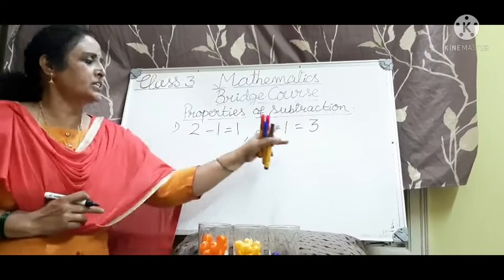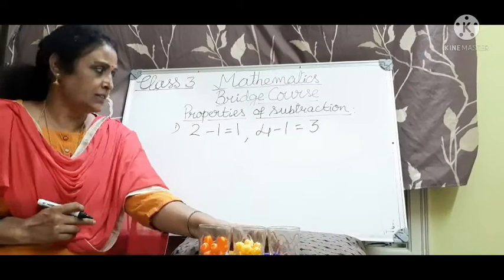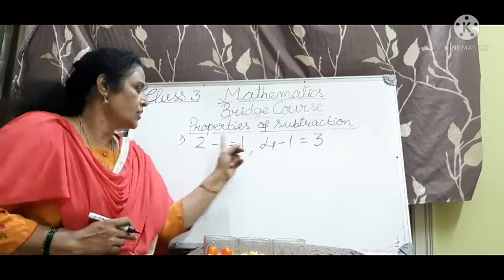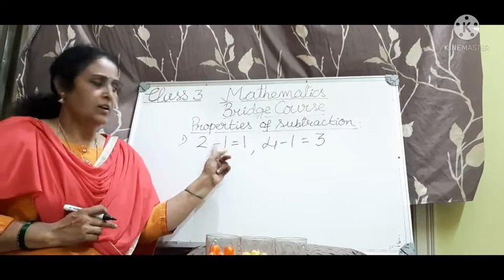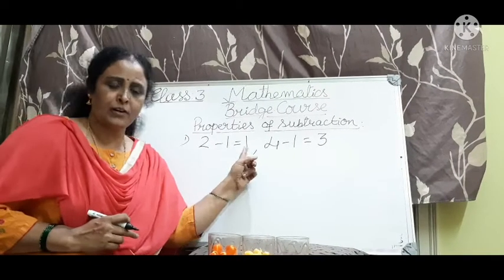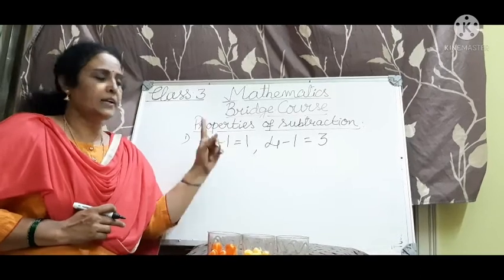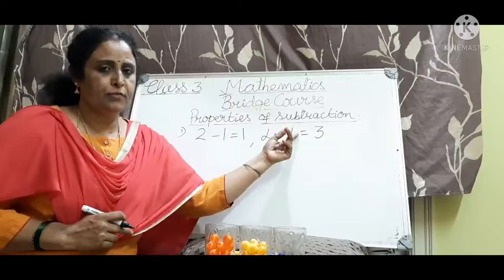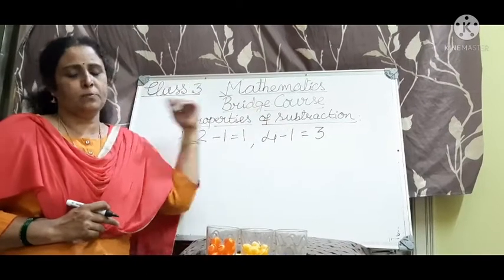Children, observe these examples. If we subtract 1 from any number, we will get the before number. That is the first property.